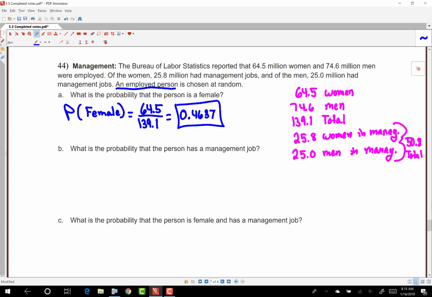Okay, what is the probability that the person has a management job? So I do need that total for management. So the probability that they have a management job, well, there are 50.3 total, or no, that's an 8. 50.8 total in management, and that's out of 139.1. So notice how my denominator is the grand total for these. That's because we're not given any condition. We're just taking it out of the whole group. And so when I convert this one to a decimal, 50.8 divided by 139.1, we get 0.3652.